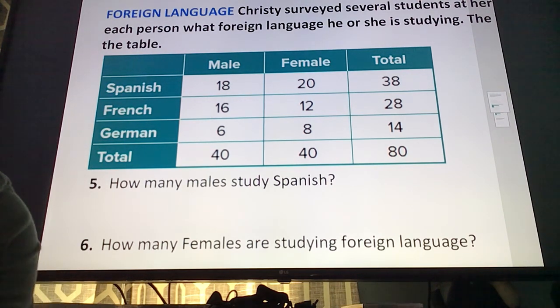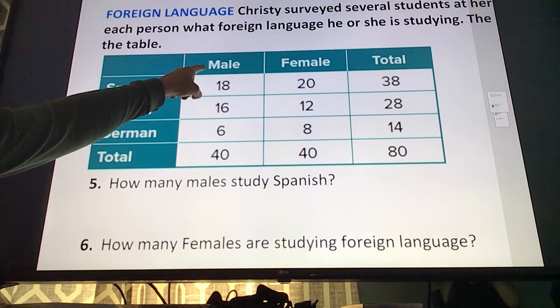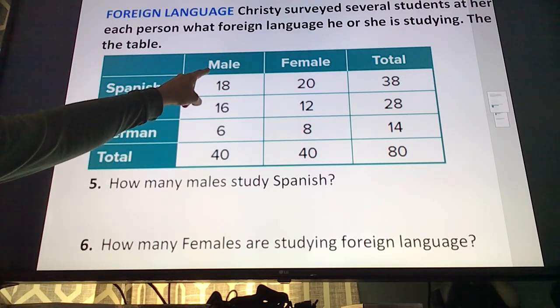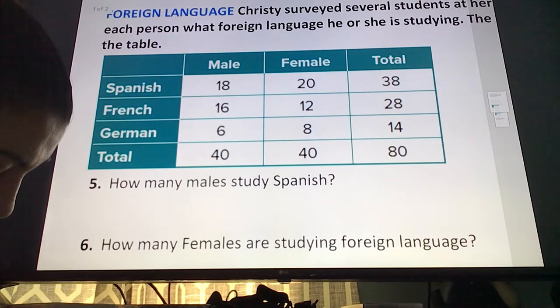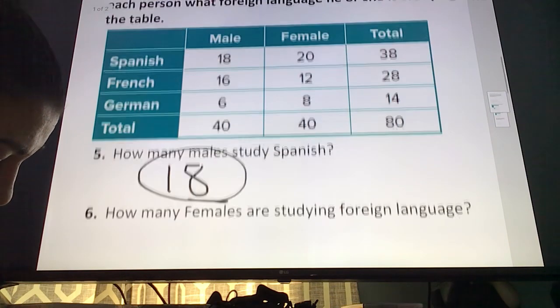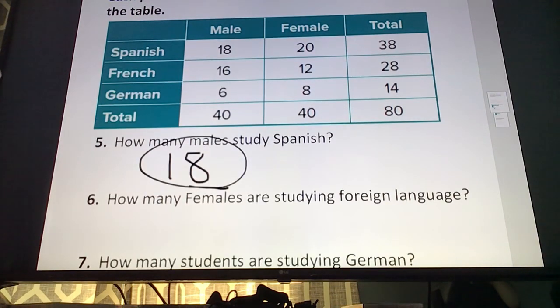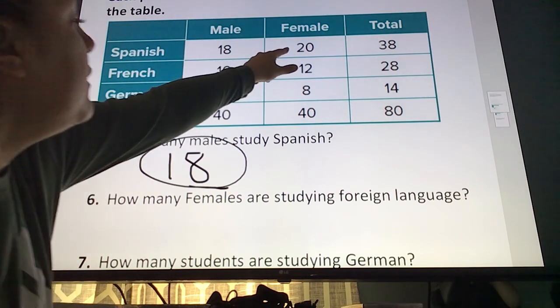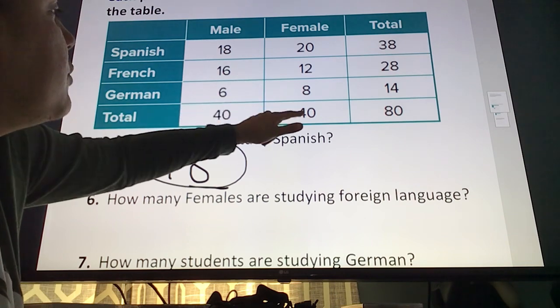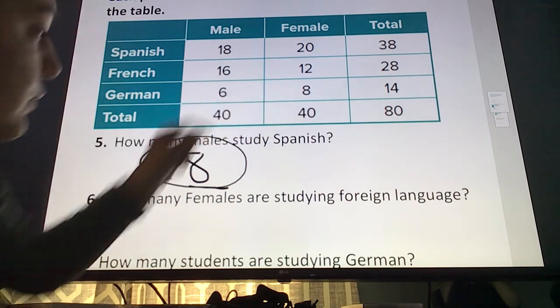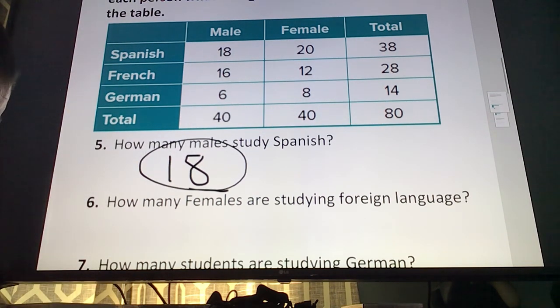Okay, so it says, how many males are studying Spanish? So first we're going to find the male column, and then we're going to look at the Spanish column. And so we can see that that's 18, and so we're going to write 18 on here. How many females are studying a foreign language? Okay, well, I got 20 that are studying Spanish, 12 that are studying French, and 8 that are studying German. Or you can just look at the female total, which is going to be 40.